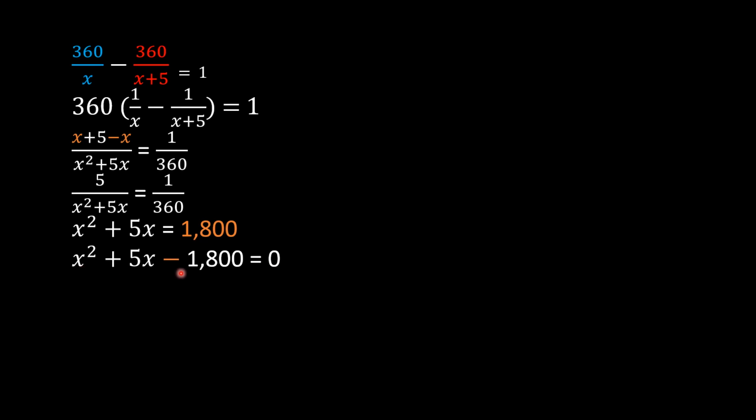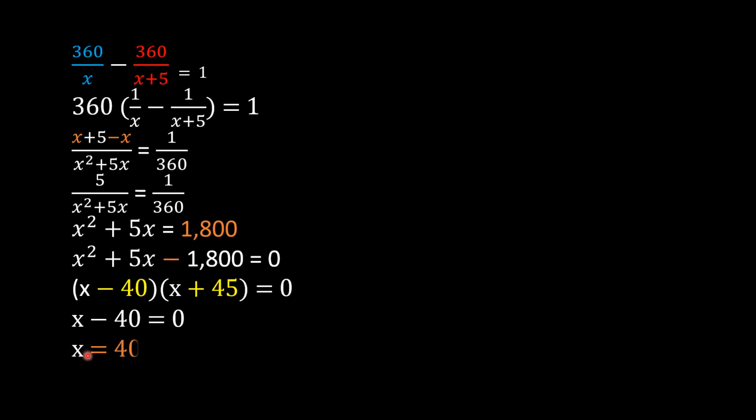Now we will find two factors of minus 1800 such that their sum will be plus 5, and two such factors are minus 40 and plus 45, because the product of minus 40 multiplied by plus 45 is 1800, and minus 40 plus 45 gives us plus 5. Now x minus 40, this factor gives us x minus 40 equals 0, which gives us x equals 40. So the speed of the train will be 40 kilometers per hour.